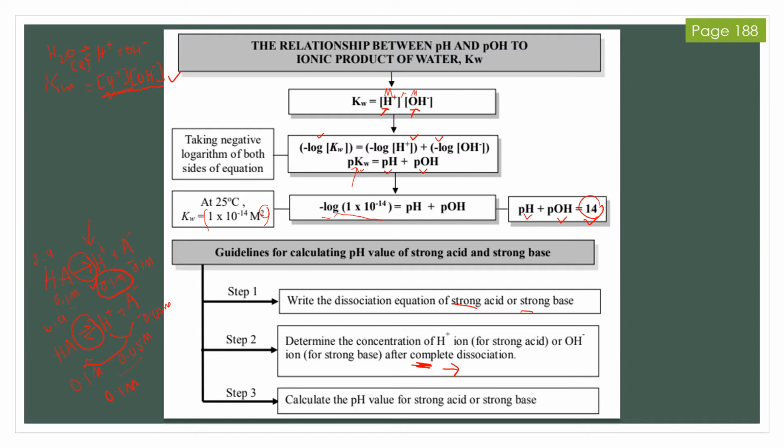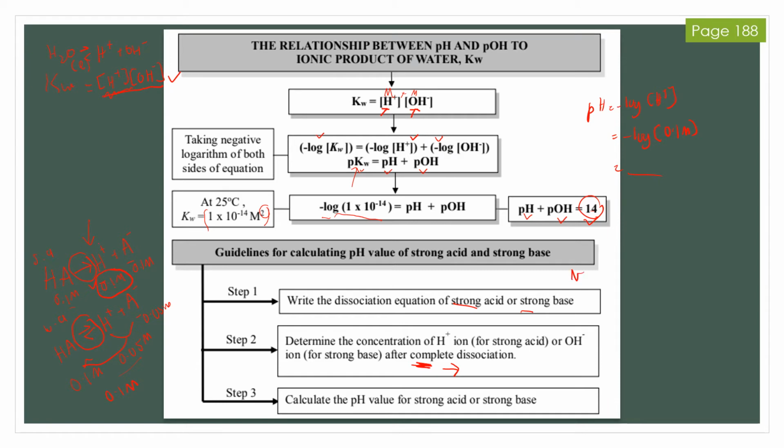Saya tulis tepi ni. pH sama dengan negatif log H+. So, since awak dah tahu dah, kita tulis jadi 0.1 molar. So, awak boleh simply substitute untuk dapatkan berapa pH dia. Tapi for the strong base, awak akan dissociate.